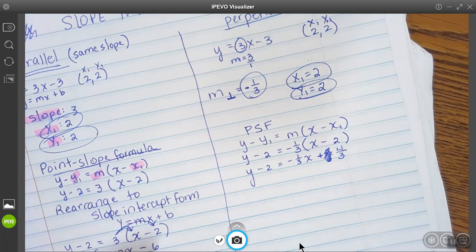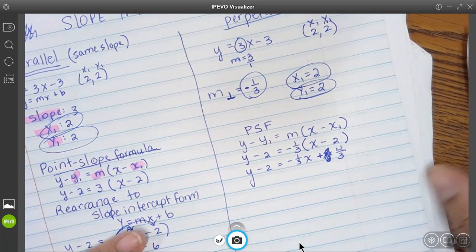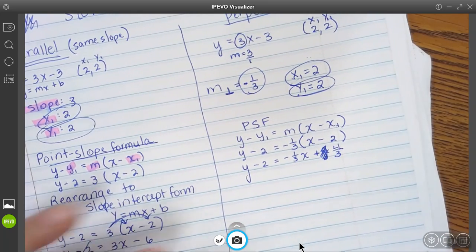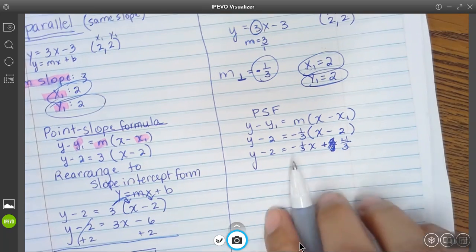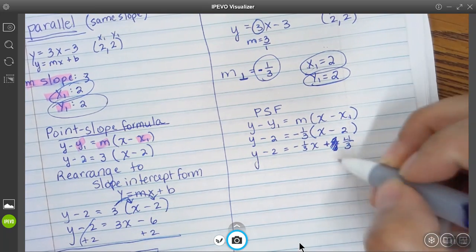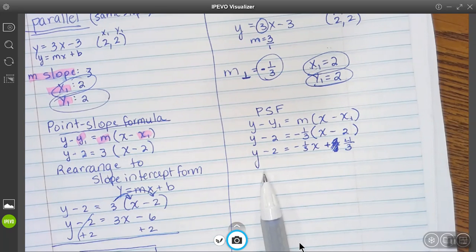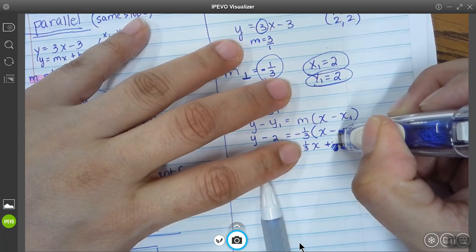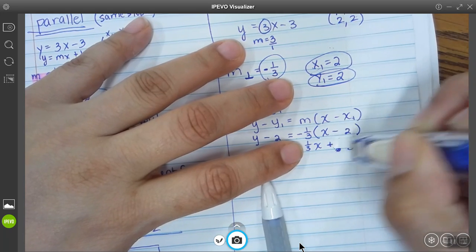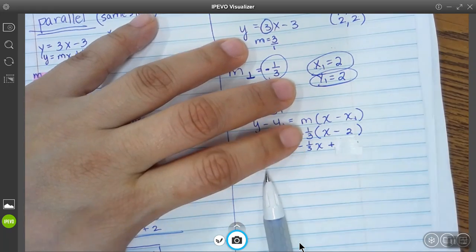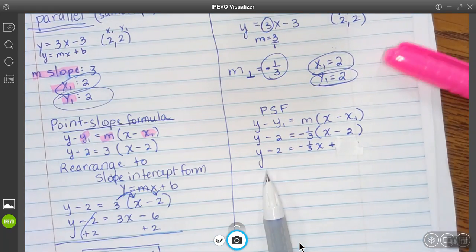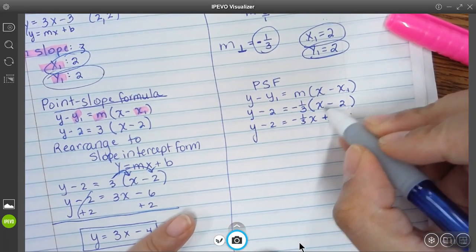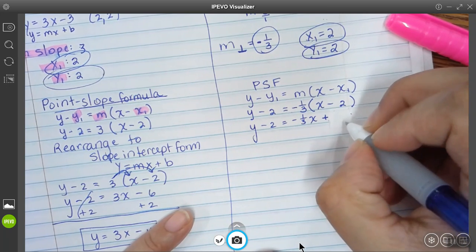Right, negative 1/3 is, wow. Am I really going to have to edit this? I guess I am. Okay, 1, 2, 3.